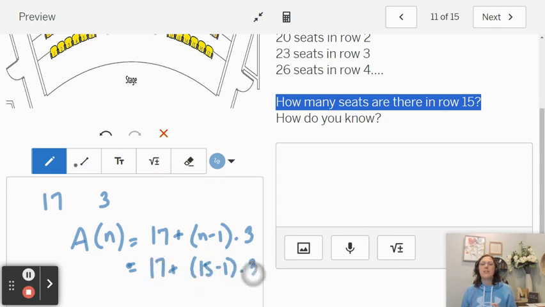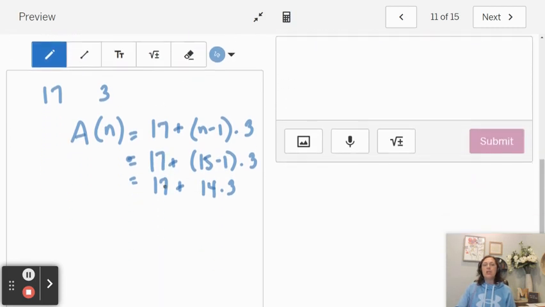Now, order of operations tells me I have to do the parentheses first. So I have to do 15 minus 1. That's 14. And then I have to multiply, right? 14 times 3. And that gives me 42. So I have 17 plus 42. And now I know there are 59 seats in that 15th row. That was a lot easier than having to count up to row 15, wasn't it? And remember, the beauty of our formula is I only have to know the first term and the common difference. That's it.